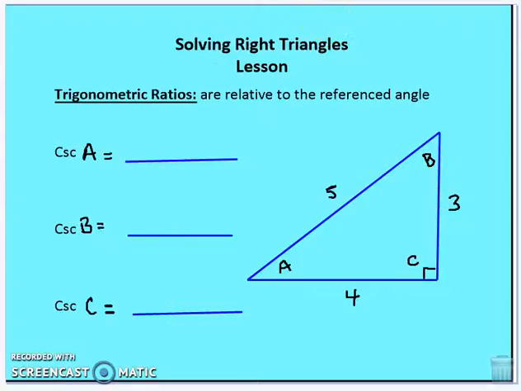All right, so cosecant of A, remember, is the reciprocal of sine. So cosecant of A will be 5 over 3. Sine is 3 over 5. Cosecant of B would be 5 over 4. Sine of B is 4 over 5. Cosecant of C is 1.